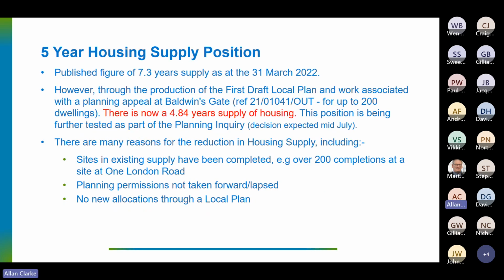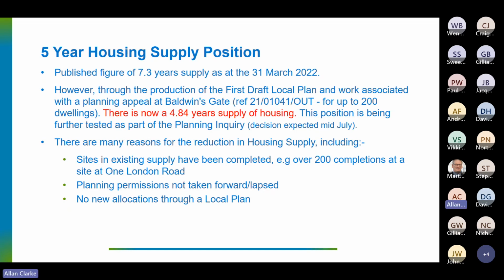In relation to the 5-year supply, we have a published figure as at the 31st of March 2022 of 7.3 years supply. However, in producing the first draft of the local plan and work with the planning appeal at Baldwin's Gate for up to 200 dwellings, the council has accepted that it's now no longer able to demonstrate a 5-year supply of housing. So the current position is 4.84 years, but that position is being further tested as part of the planning appeal at Baldwin's Gate, with a decision on that application expected in mid-July.